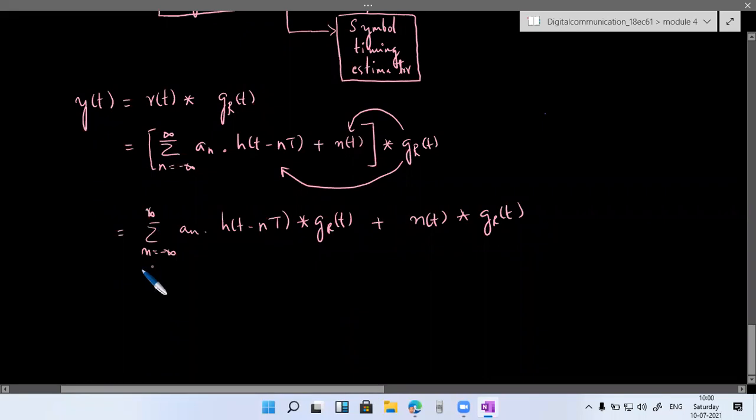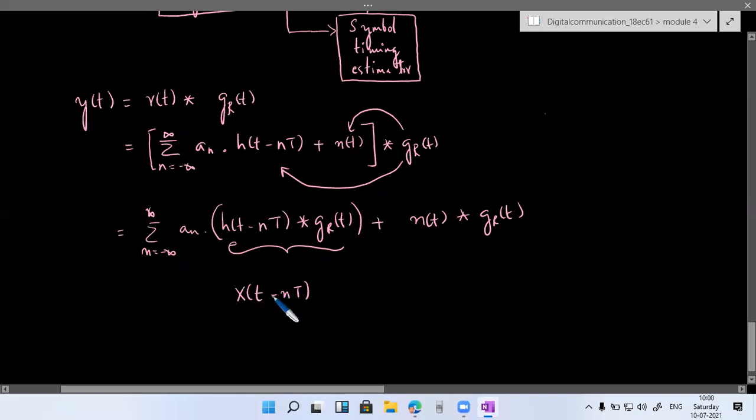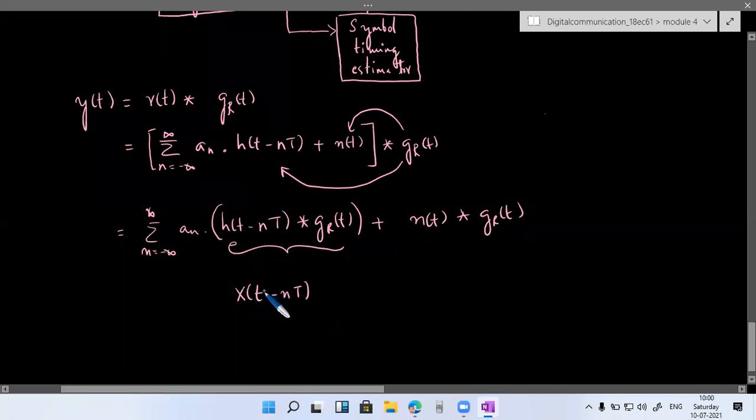Now here what I'll do is combine these two components, because this is just the amplitude part. So I can combine these two things, and this will lead to one more expression, and I'll call that x(t minus nT), where this x(t) has the contribution from the transmitting filter, channel, and the receiving filter.